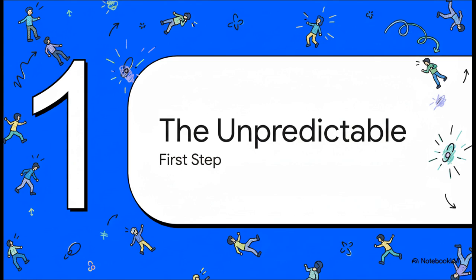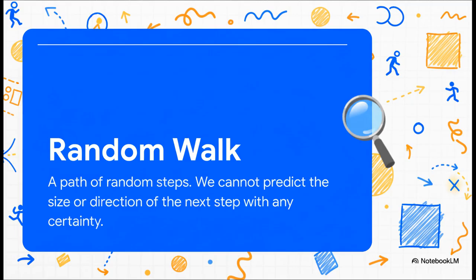Okay, so let's start at the very beginning. Let's really break down the fundamental building block of this entire process, that one single, chaotic, totally unpredictable step. So what is a random walk officially? Well, as the slide says, it's just a path made up of a bunch of random steps. We have no clue about the next step's size or its direction. It's a total mystery. This is our starting point, pure, unadulterated chaos.